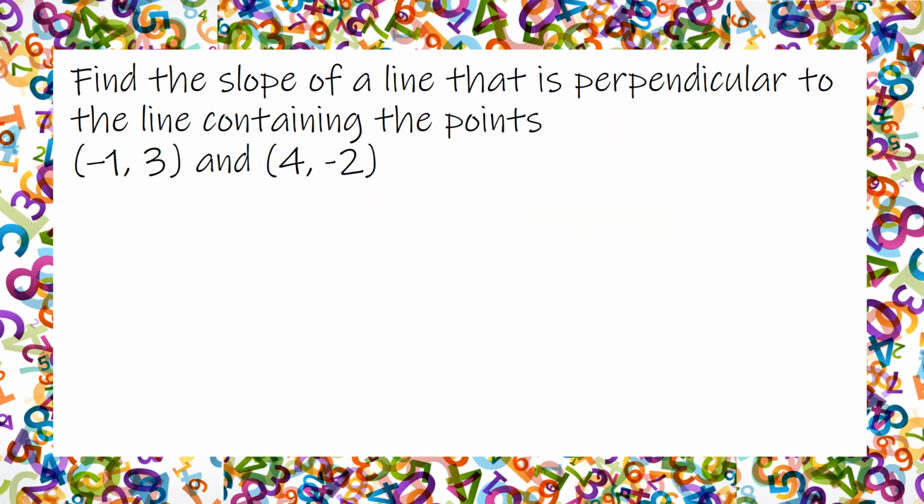Okay, now we're going to find the slope of a line that is perpendicular to the line containing the points. So the first thing we need to do is know what perpendicular means. Before, when we had something that was parallel, it was the same slope. This one is actually going to form a right angle with that line. So the slope of this one is going to be flipped and the opposite sign. So it's called the opposite reciprocal.